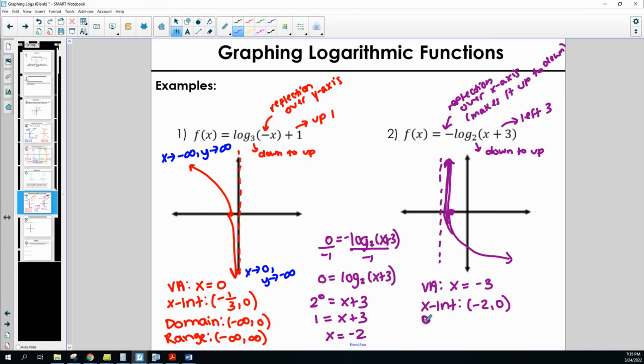So our domain will be negative 3 to infinity, and our range will be negative infinity to positive infinity. If we do our end behavior, our right end, x is approaching positive infinity, y is approaching negative infinity. On the left end, x is approaching negative 3, and y is approaching positive infinity.